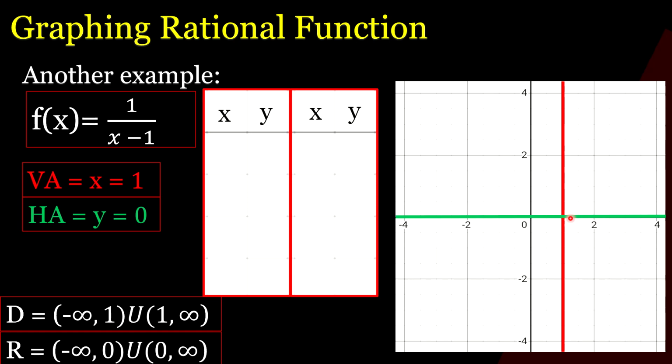Pero, in real life, kahit ano, pwede nyo i-plug in dito sa x. Sige, pa-plug in natin yung 2. So, 2 minus 1 is 1. So, 1 over 1 is 1. So, ang y natin is 1. So, next is 3. 3 minus 1 is 2. So, 1 over 2 is equals to 0.5. And 1.5 minus 1 is 0.5. So, 1 divided by 0.5 is equals to 2.